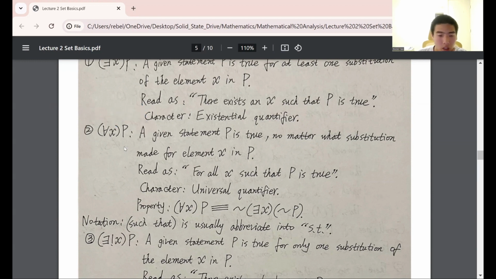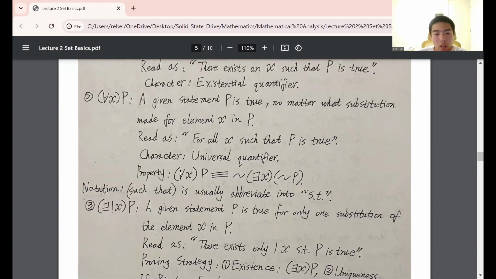Okay. And there's one important property of this one, that for all x p is logically equivalent to it is not the case that there exists x, not p. So how do you understand this? There exists x not p, which means the p is not satisfied for at least one x. And if that is not the case, then for all x, the p is satisfied. So this is how we understand it.